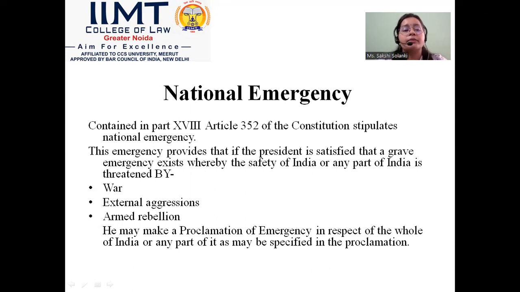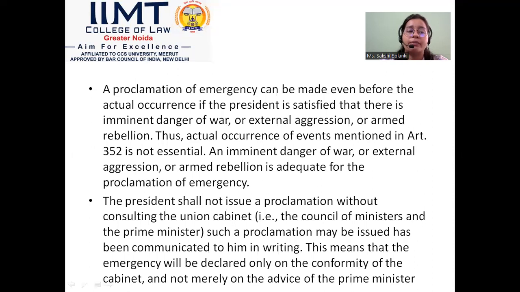By reading the plain language of Article 352, we understood that there are three things, and if these things happen, the President may proclaim emergency: war, external aggression, and armed rebellion. A proclamation of emergency can be made even before the actual occurrence of the emergency if the President is satisfied that there is an imminent danger of war, external aggression, or armed rebellion. Thus, actual occurrence of an event mentioned in Article 352 is not essential. An imminent danger of war or external aggression or armed rebellion is also adequate for proclamation of emergency.